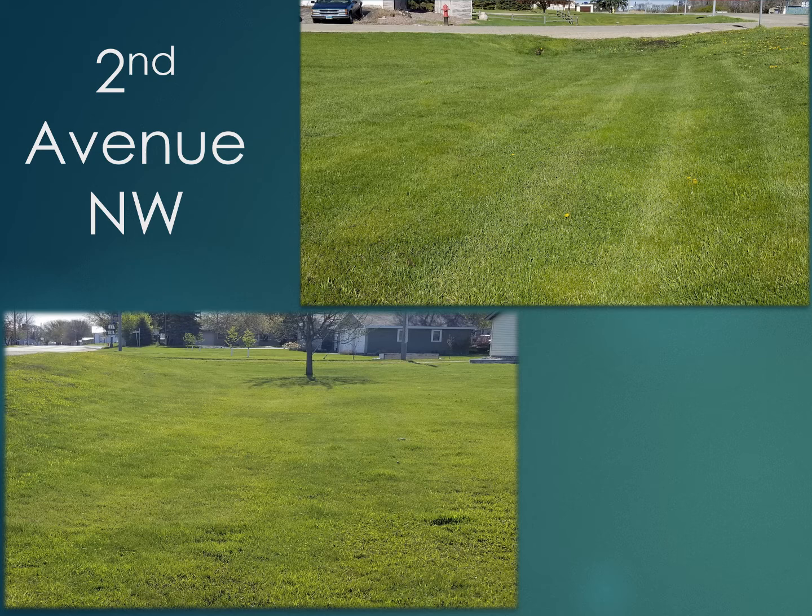This slide is showing pictures of 2nd Avenue Northwest area. The first slide in the upper right-hand corner is looking from 2nd Avenue Northwest to the west, and the slide in the lower left-hand corner is looking from 2nd Avenue Northwest to the east. As you can see, the existing ditch along there and existing right-of-way and the culverts through the approaches and different things.